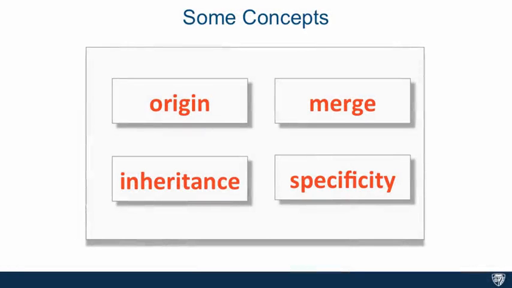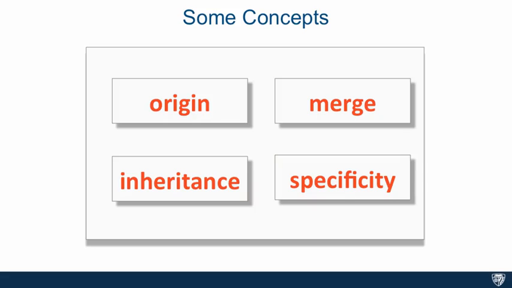exactly which declaration should be applied to any given element. And if there's a conflict, how to resolve that conflict. In other words, how to tell which CSS rule wins. There is a lot of terminology and concepts surrounding the cascading algorithm. However, I believe that to have a working knowledge of the cascading algorithm, you should understand these four concepts. And these are origin or origin precedence, merge, as well as inheritance and specificity.